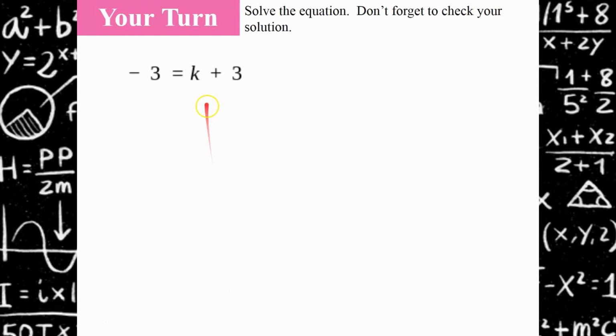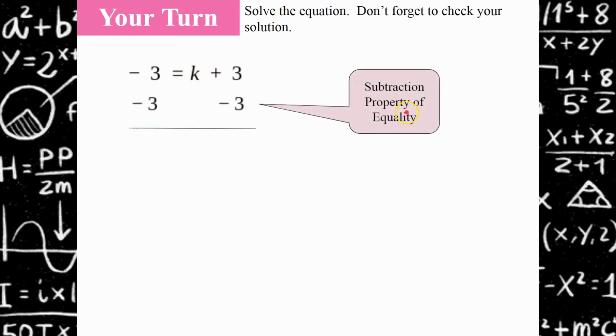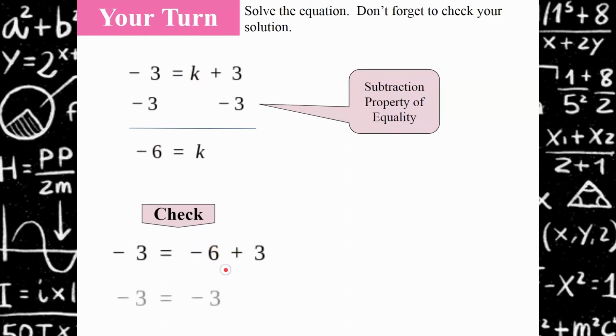Try another one. Okay, so I'm solving for k. I want to do the inverse of add 3. So I'm going to use the subtraction property of equality and subtract 3 from both sides. Having my zero pair, I'm left with k, and negative 3 subtract 3 is negative 6. Let's check. We're going to replace k with negative 6. Negative 6 plus 3 is negative 3. It checks.